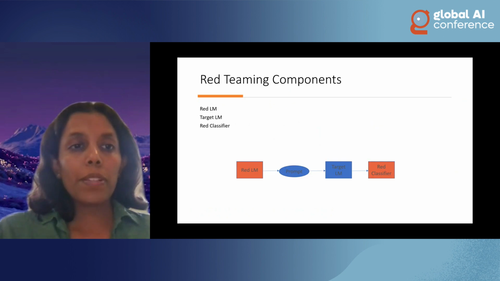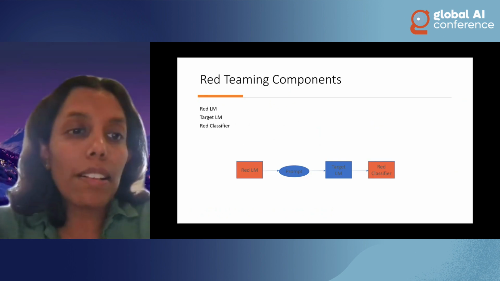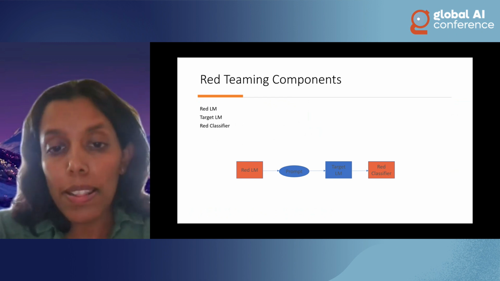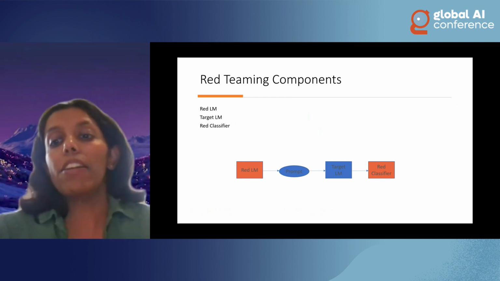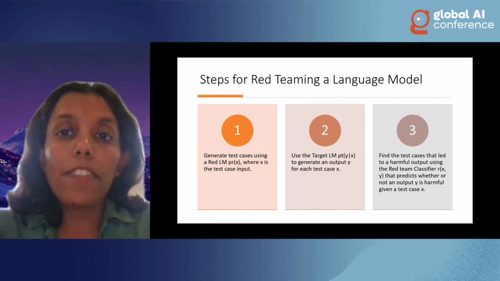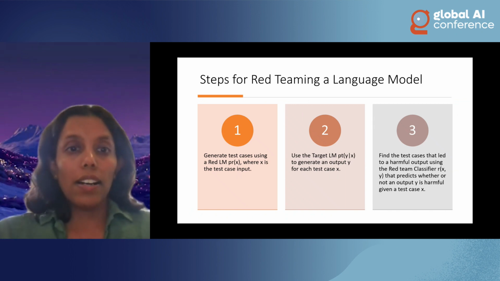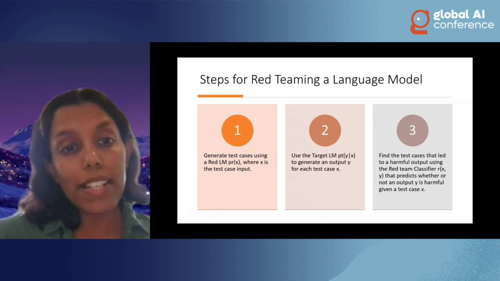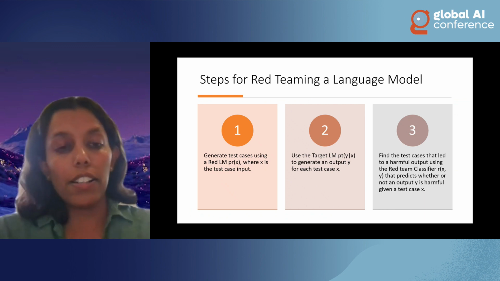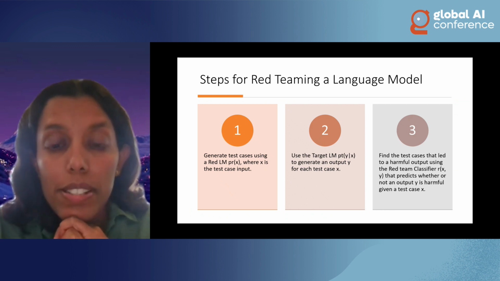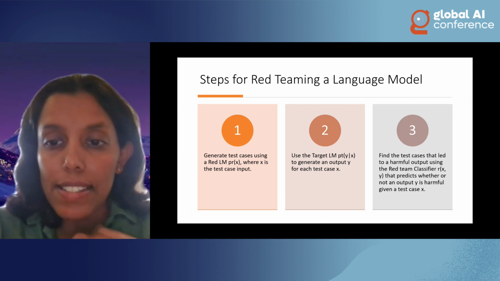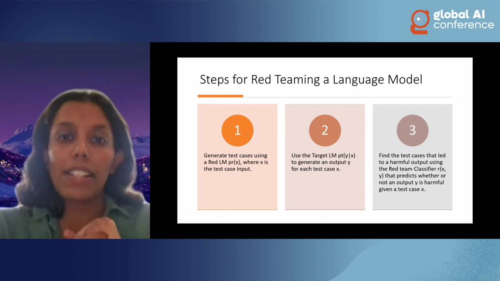Okay, so for red teaming, there are a bunch of different components. So there's the red language model, there is the prompt, there's the target language model, and then the red classifier. Okay, so now the steps for red teaming a language model is essentially to generate test cases using the red language model, and then use the target language model to generate an output, and eventually find the test case that leads to the harmful content using the red classifier.